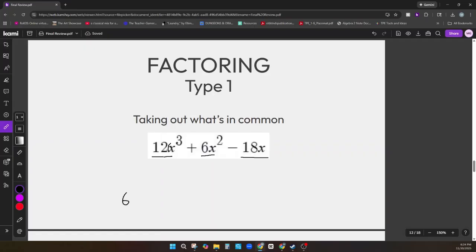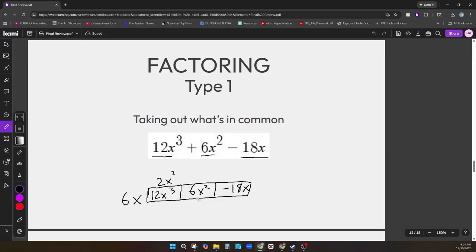But you'll notice that each of these terms has an x value as well. So that means that since they have an x in common, I can also take an x out. I put 6x on the outside, that's what they all have in common, and I'm going to put 12x to the third, 6x, and negative 18x on the inside. And then I ask myself, okay, 6x times what gives me 12x to the third? That value is going to be 2x squared.